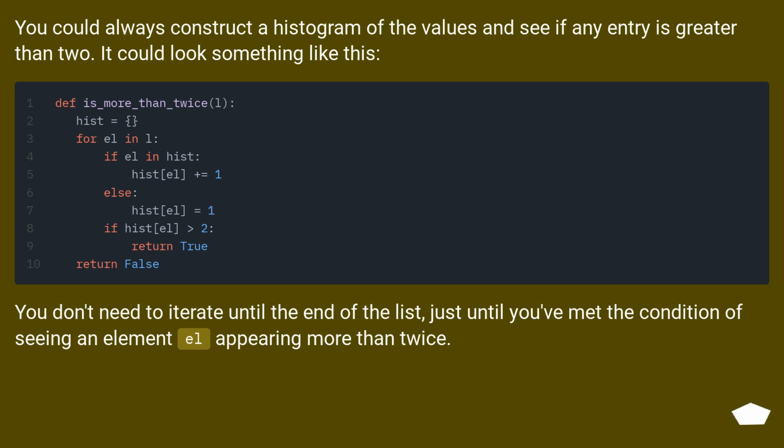You don't need to iterate until the end of the list, just until you've met the condition of seeing an element L appearing more than twice.